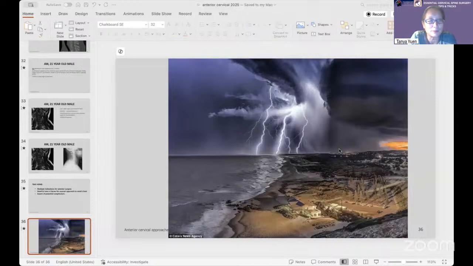Okay, thanks, Mitch. That was a fabulous presentation. You do great work, very impressive reconstruction of the sagittal alignment of the cervical spine. Love it so much.